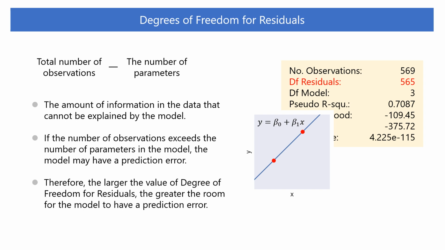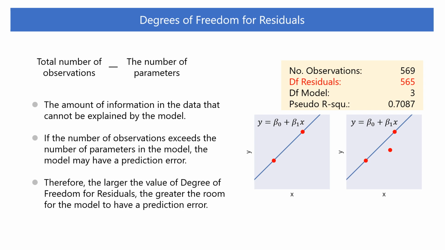For example, if there is one predictor variable and the number of observations is 2, the equation of the line representing the relationship between the predictor variable and the dependent variable can be obtained as y equals beta 0 plus beta 1x. In this case, the two parameters are beta 0 and beta 1. Since the relationship between x and y is determined by the straight line defined by these two parameters, there can be no prediction error in the model.